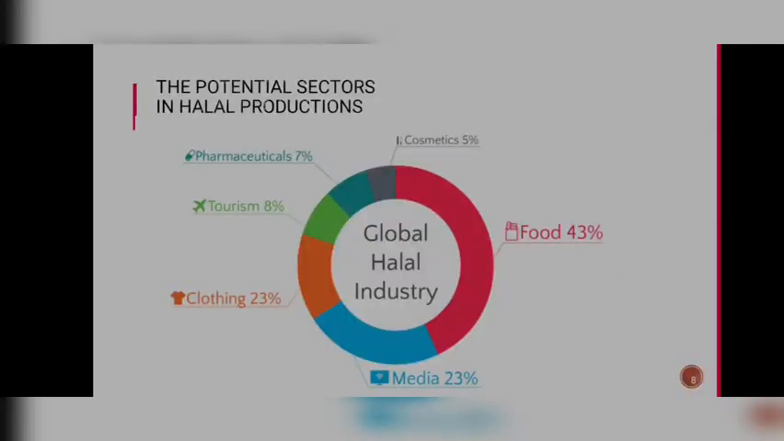My name is Luqman Hakim bin Muhammad Tarmizi. I will present about potential sectors in halal production. The potential sectors in halal production are divided into 6 categories. First is food, second media, third clothing, fourth tourism, fifth pharmaceutical, and lastly cosmetics.